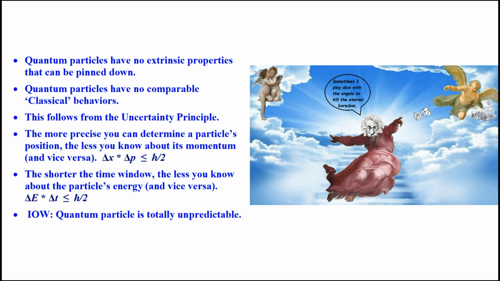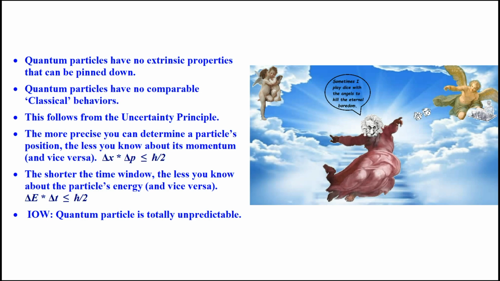This follows from the uncertainty principle. What is that? Well, the more precisely you can determine a particle's position, the less you know about its momentum. There you have the little equation that says the change in position times the change in momentum has to be greater than that value there, which is Planck's constant divided by 2. That came out of Mr. Heisenberg, Werner Heisenberg. And the other version is that the shorter the time window, the less you know about the particle's energy, and vice versa. In other words, a quantum particle is totally unpredictable.